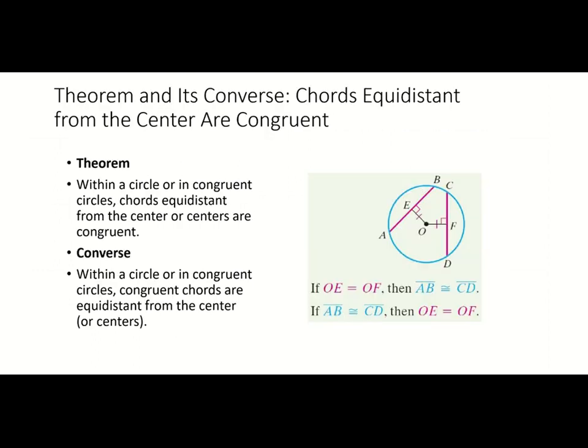All right, our next theorem and its converse is the chords equidistant from the center are congruent theorem. This theorem says within a circle or in congruent circles, chords equidistant from the center or centers are congruent. So if we know that our chords are equidistant, so if I measure from the center to the chord on both sides, and I know that distance is the same, then those chords are going to be congruent.